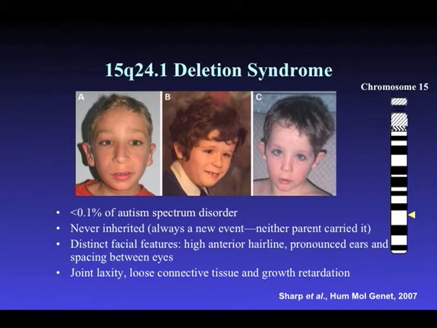So almost all these kids have been described very loosely as having autistic-like features. They have problems with social interaction, repetitive behavior, but they also have features which you clearly can see, such as frontal bossing, the high anterior hairline, pronounced ears, wide spacing between the eyes. So this is another very rare, less than 0.1. We think it's probably 0.05% of all cases that come in that have this particular deletion, with additional features like joint laxity, loose connective tissue, and growth retardation when those patients were re-examined.